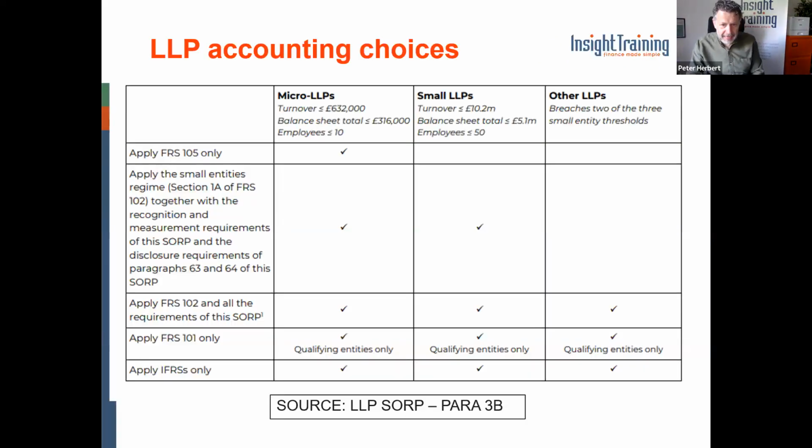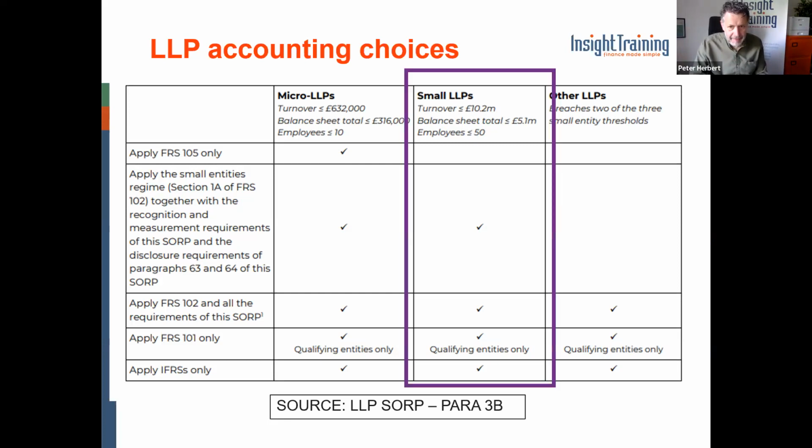Okay, let's start off with the accounting choices for LLPs. This is an extract from a table within the LLP SORP. And what you'll see is that for small LLPs, the options available here are in the middle column. The top line there defines what we mean by small, long established, and the options then available.